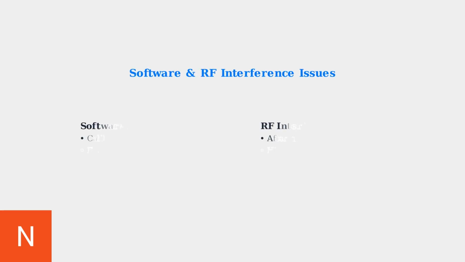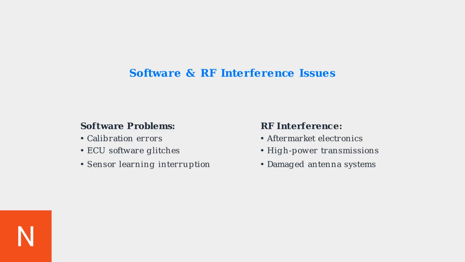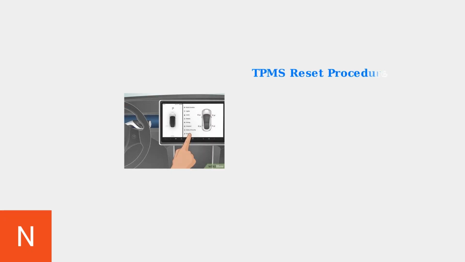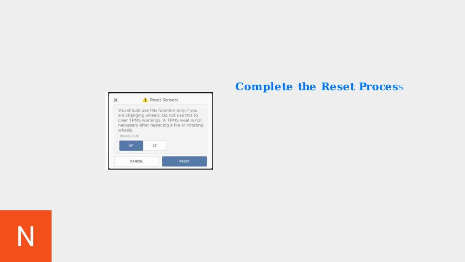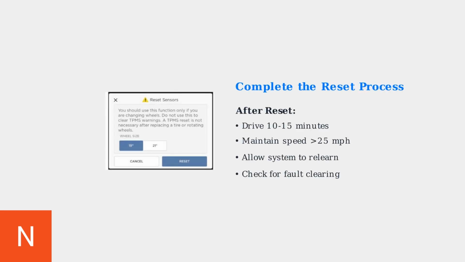Software glitches and radio frequency interference from aftermarket electronics can also trigger TPMS faults. The system may need recalibration after tire rotations or sensor replacements. To troubleshoot TPMS faults, start by accessing the service menu on your Tesla's touchscreen. Navigate to Controls, then Service, and select Tire Pressure Monitor. After resetting the TPMS, you'll see a confirmation dialog. Select your wheel size and confirm the reset.